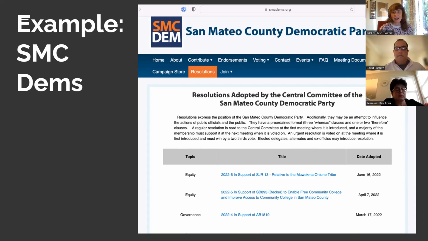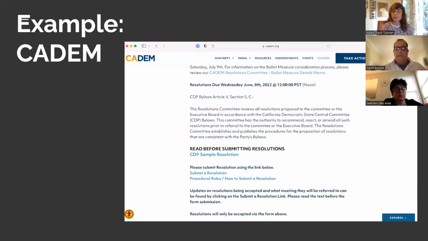A slightly different example is from KDEM. KDEM is the California Democratic Party, also known as CDP, also known by various names, but it's basically the state Democratic Party for California. All the county parties are chartered organizations of the state party. And these are things that weren't clear to me when I was first getting involved. Because of that relationship, a lot of the rules are the same, but some things are different. We're going to talk about that.